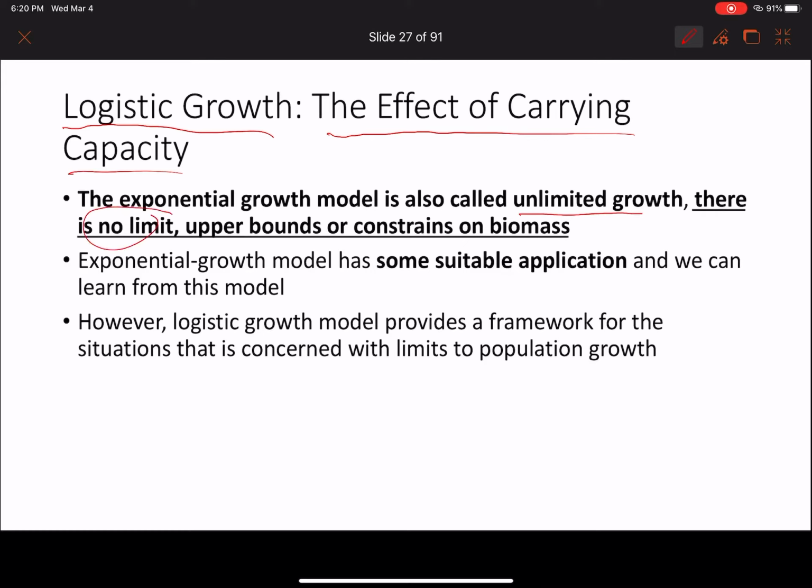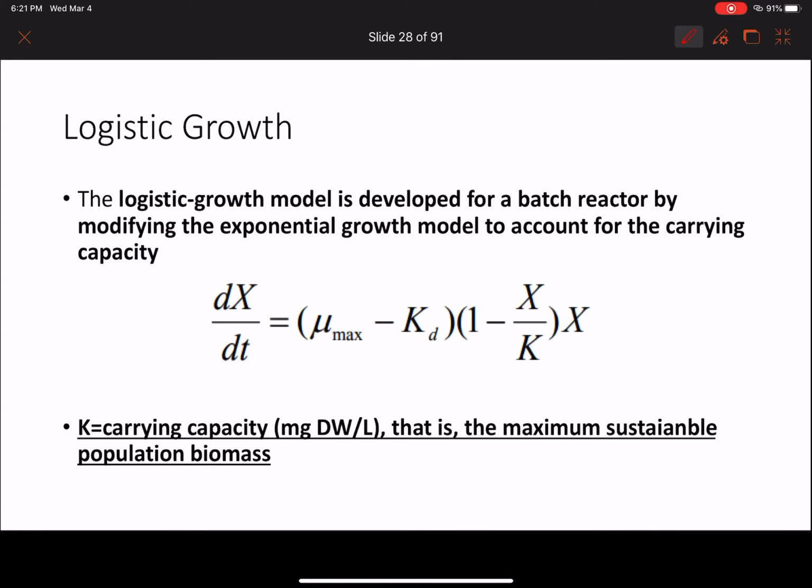There is no limit. Doesn't make sense. There is an upper bound or constraint on the biomass, and in the exponential model there is no upper bound, and that does not make sense. In the exponential growth model, there is some suitable application, and we can learn a lot from this model. However, the logistic growth model provides a framework for the situation that is concerned with limits to population growth. A logistic growth model is developed for a batch reactor by modifying the exponential growth model to account for carrying capacity.